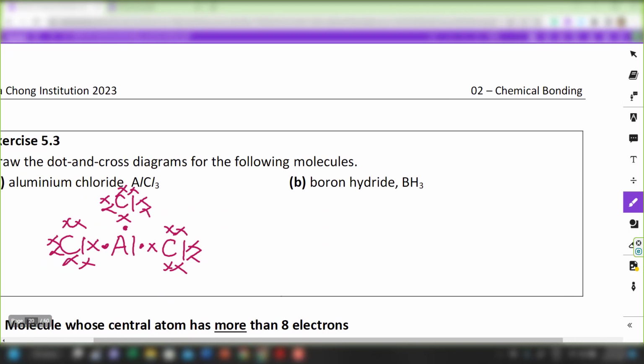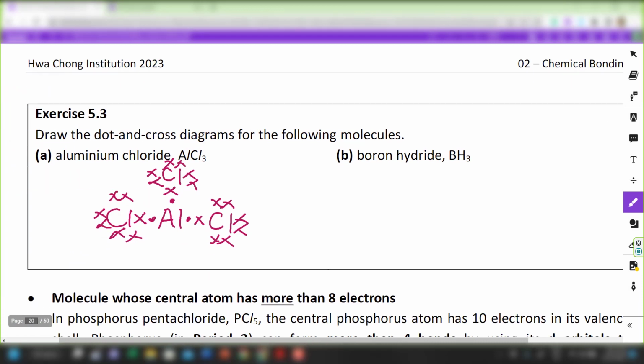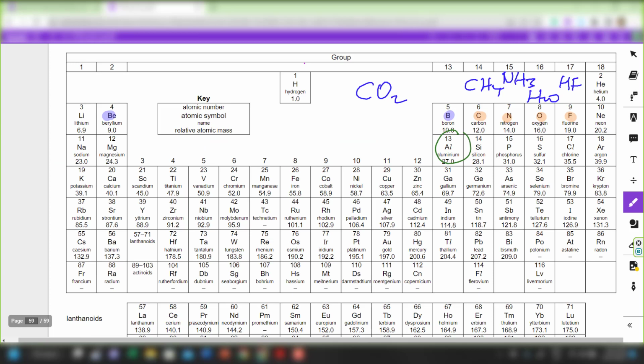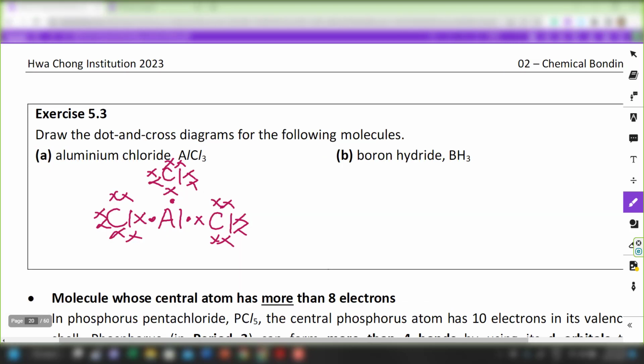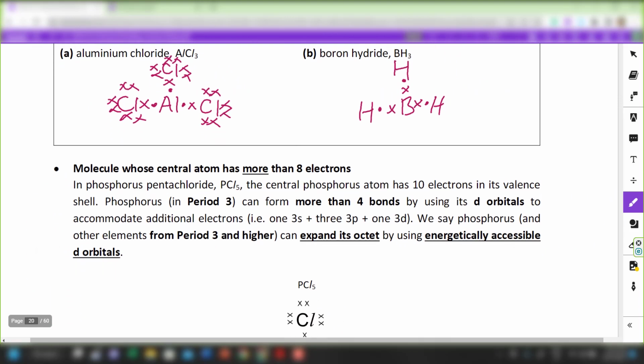Then what about boron hydride? Okay, so same story. We look at boron over here. So group 13, and you know that boron, beryllium prefers to form simple covalent compounds. So in this case, I'm just going to have a boron over here, and then again dot cross, and then H, cross dots, H, and then cross dots and H. So I think that's fine, and with that, we'll move on to the next portion.